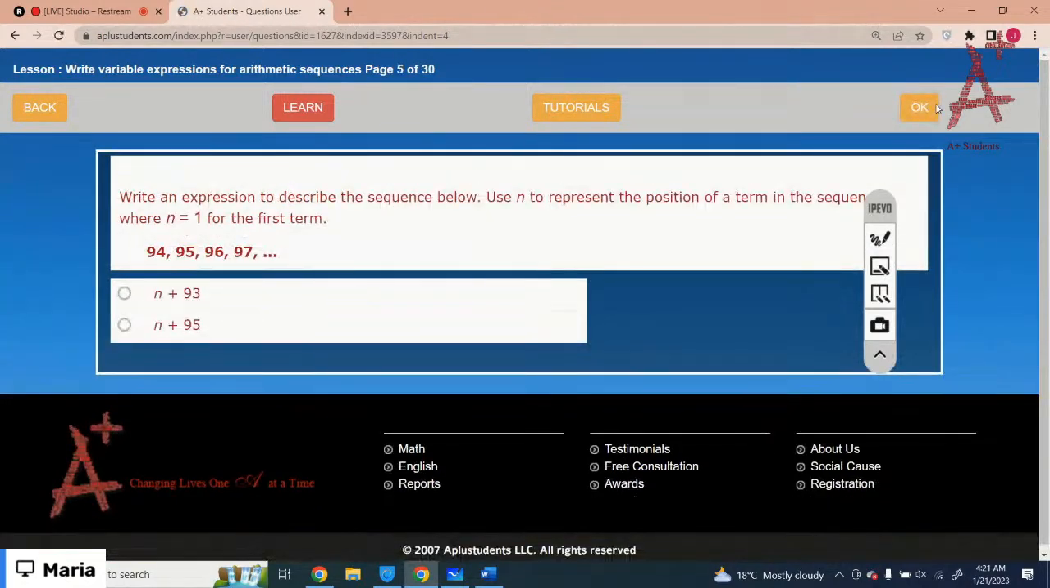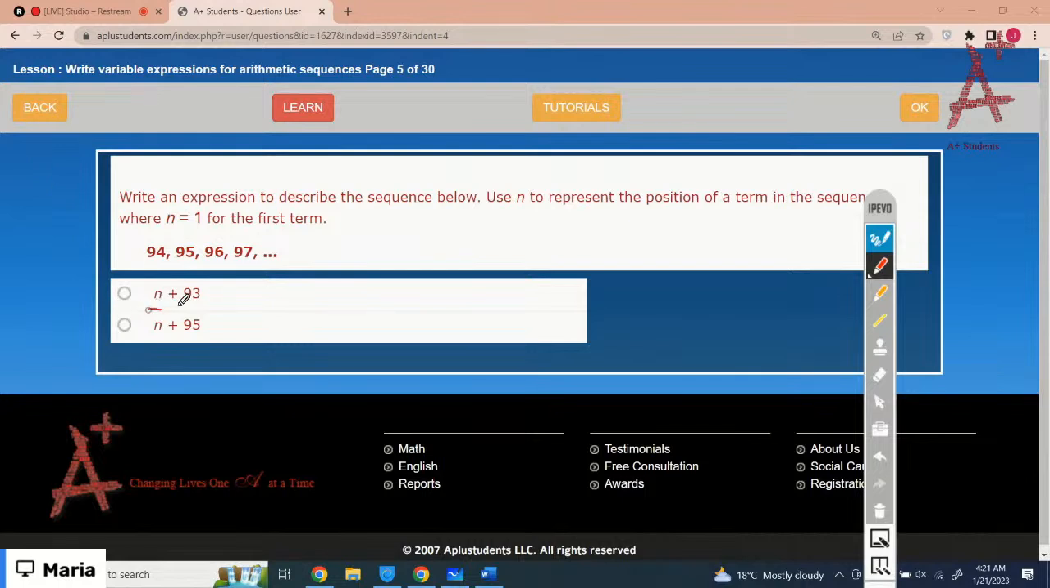Write an expression to describe the sequence below. Let n represent the position of a term in the sequence where n equals 1. So you have to start with n equals 1. Let's see which of the options is the correct one. You are given n equals 1. Let's start with the first option. Just replace the n with 1.